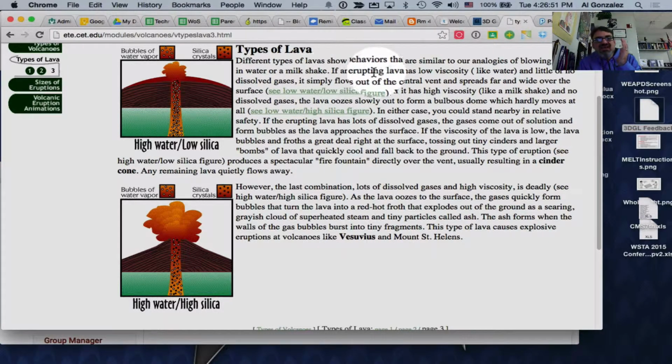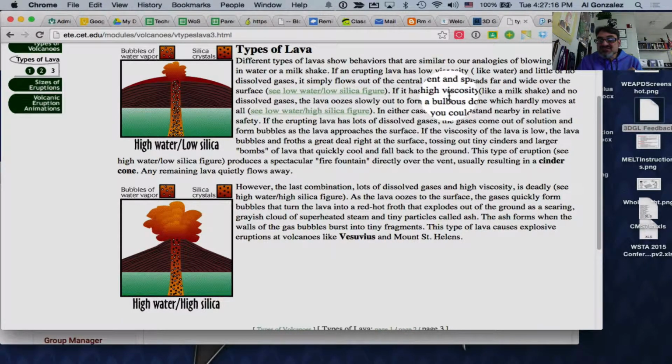If an erupting lava has low viscosity, like water, that's low silica, and little or no dissolved gases, that's low water. Low silica, low water, the lava simply flows out of the central vent and spreads far and wide over the surface. Just like the low water, low silica figure. Draw that if you haven't already.